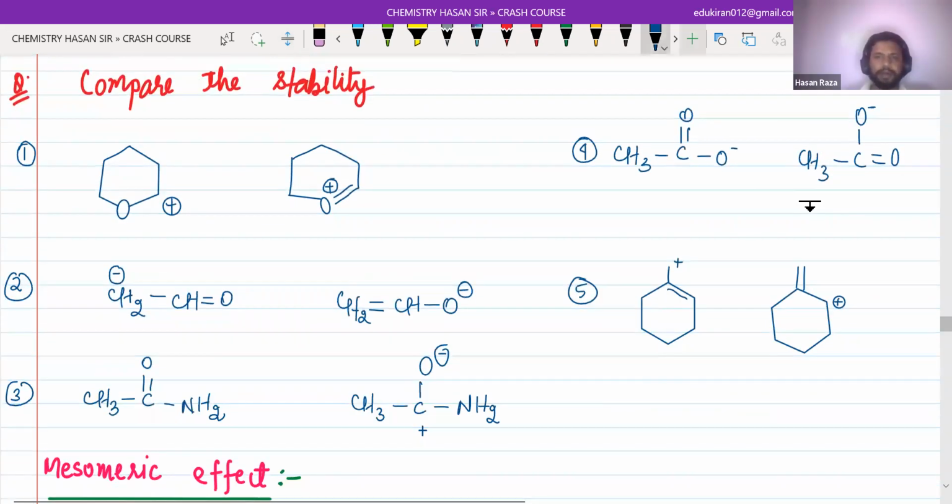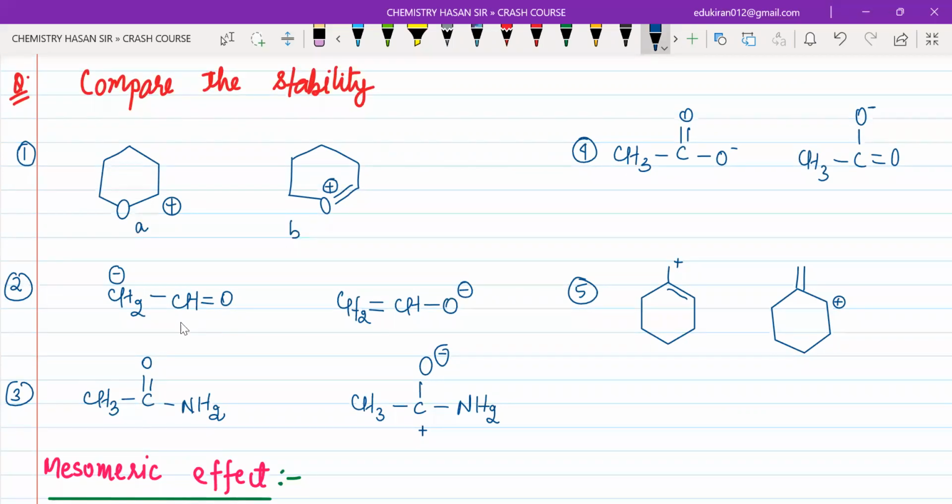Now you need to do this question. This is very easy, and I have given 5 questions in this. You have 3 minutes. You have 3 minutes for this question. You need to do like A and B. This is your A, this is your B. This is your A, this is your B. And then this is your A, this is your B. You have 2 minutes, not 3 minutes.